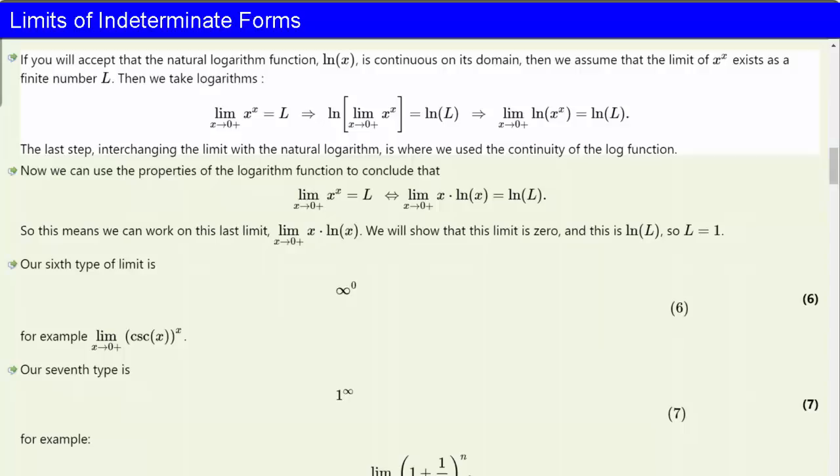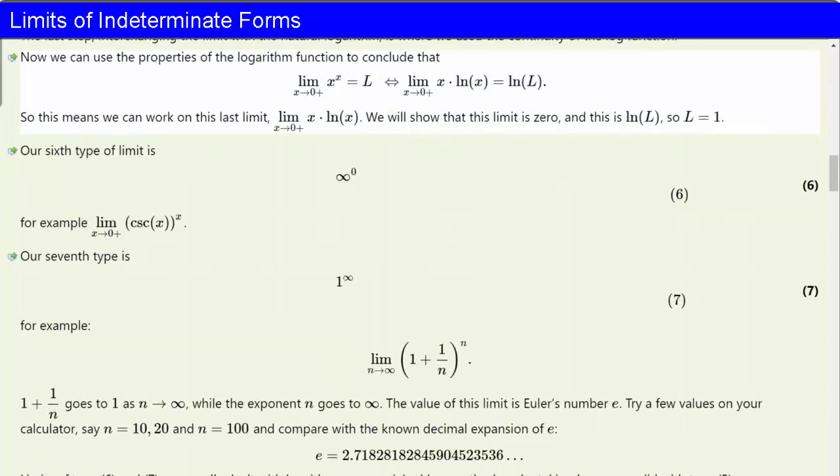can assume that the limit of x to the x exists as a finite number cap L, and we take logarithms. So if the limit as x tends to 0 from the right of x to the x is cap L, then the log of that limit is the log of L. And you could interchange limit and log because the log function is continuous. So you conclude that the limit as x goes to 0 from the right of the logarithm of x to the x should be the logarithm of this limit L that we're trying to find.